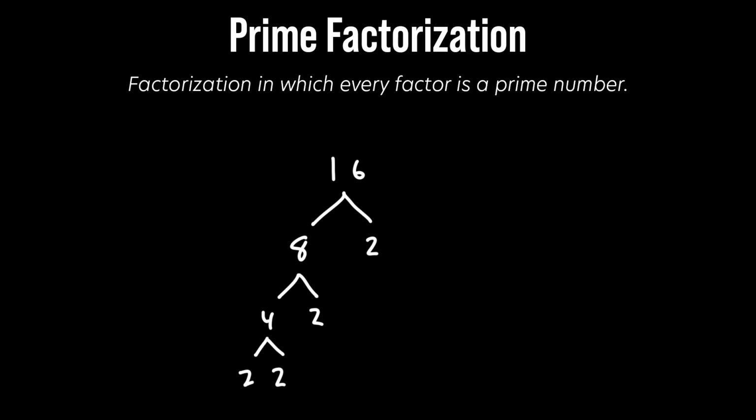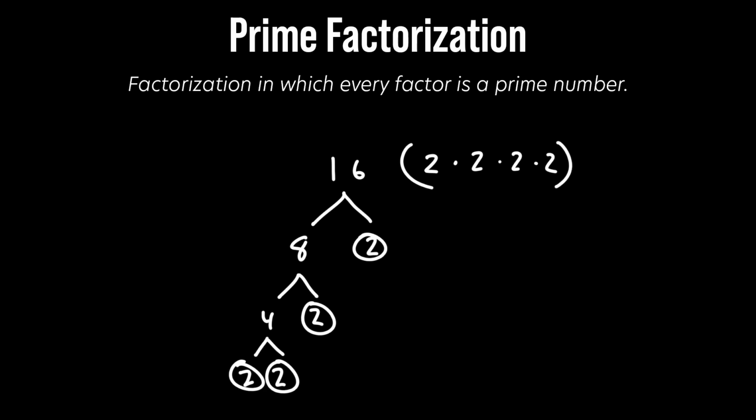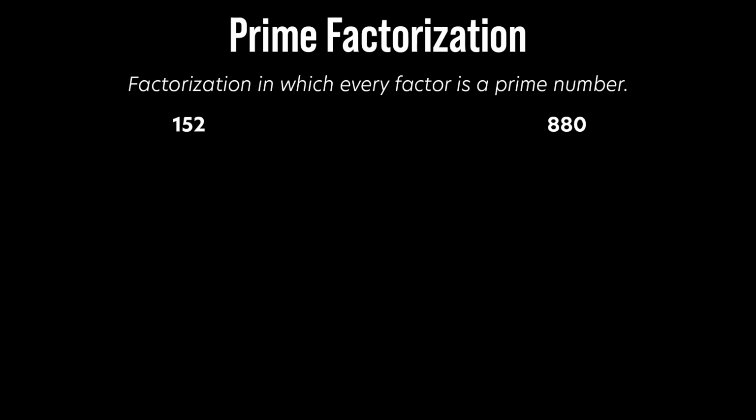And so now we take each root of the tree, and that is our factorization, our prime factorization. 2 times 2 times 2 times 2. And indeed, this is equal to 16. So when factoring, you want to keep factoring until each number at the root of the tree is prime.